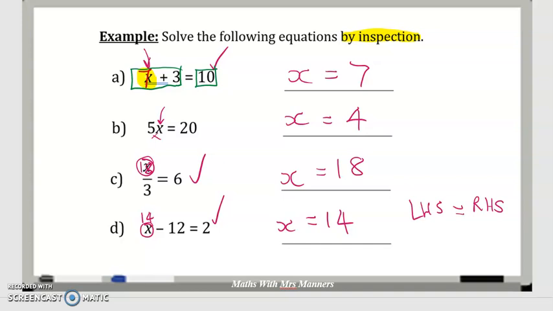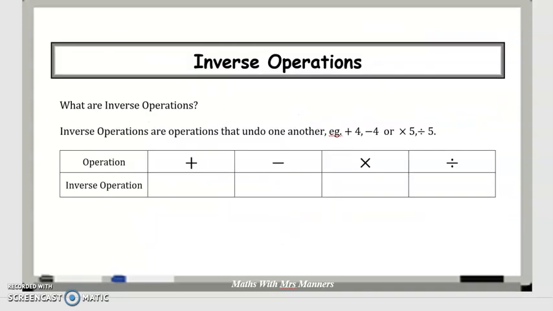So where are we moving next? Well, what if I can't solve an equation by inspection? What if I give you a hard equation like 0.4x equals 4, and you think to yourself, well, I don't know what I multiply 0.4 by to get 4, then you might need another method, and that would be using inverse operations.